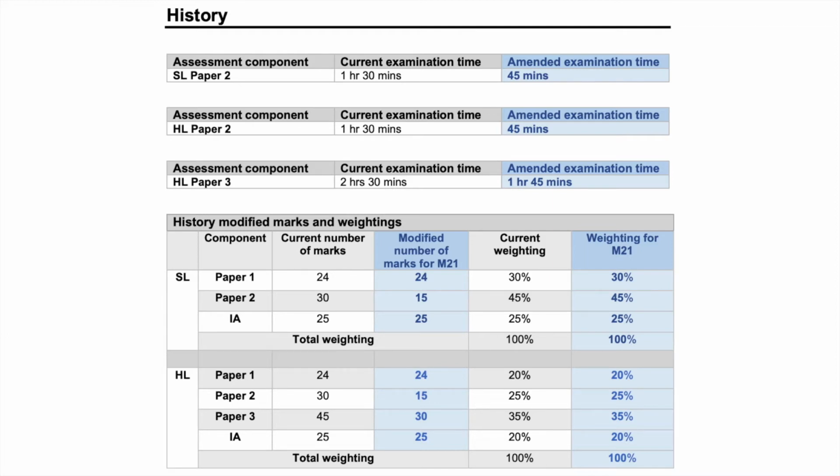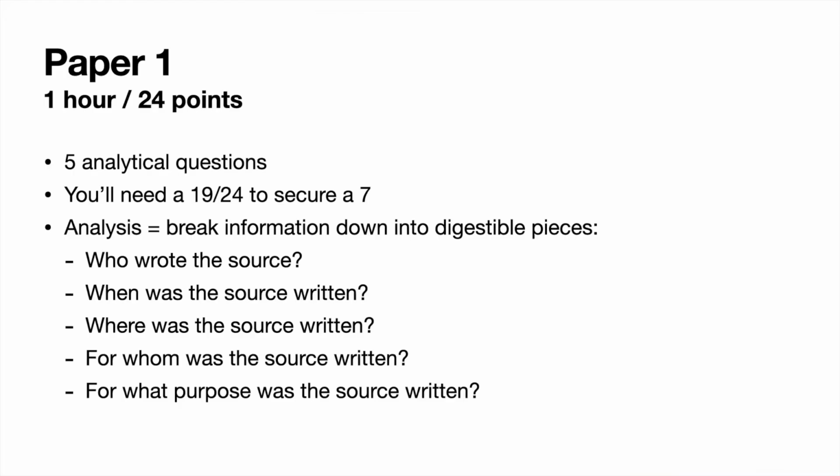While nothing has changed for the paper 1, the same cannot be said for papers 2 and 3. For the paper 2, it's been cut from 1 hour and 30 minutes to 45 minutes, which means you will only have to answer one question out of the original 2. Similarly, for the paper 3, it's been cut from 2 hours and 30 minutes to 1 hour and 45 minutes, which means you only have to answer 2 questions out of the original 3. Apart from that, nothing else has really changed.